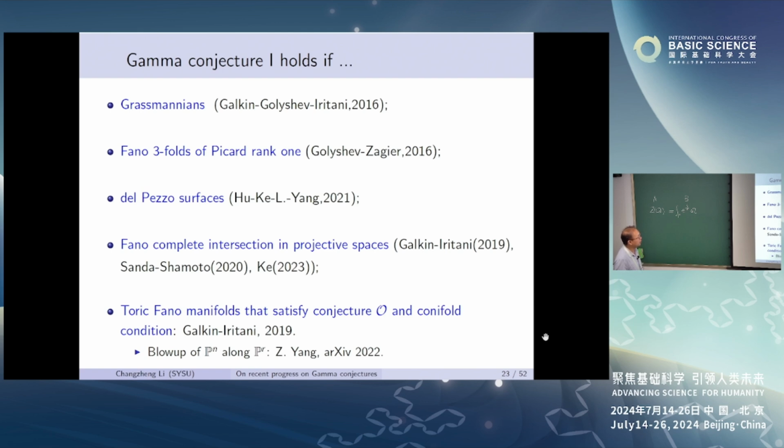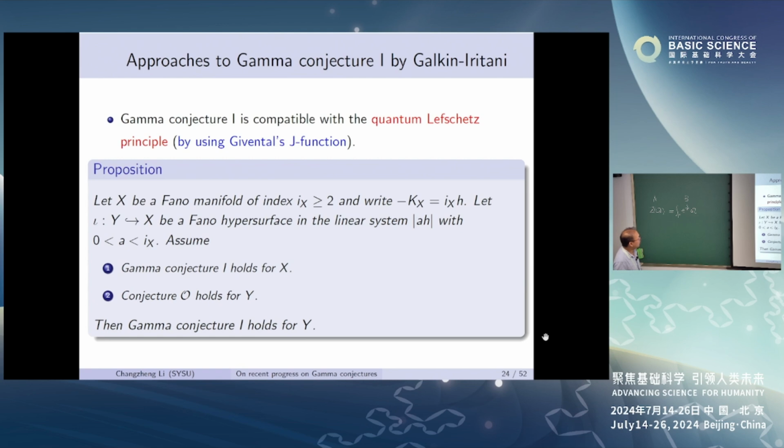One condition is the one about Conjecture O. The other condition is called the conifold condition. If we assume the two, then Galkin and Iritani proved that any Fano manifold satisfying the two conditions will satisfy Gamma Conjecture 1. And these conditions were verified for the Grassmannian by Zhitong Yang. So basically, it is difficult to compute what we need.